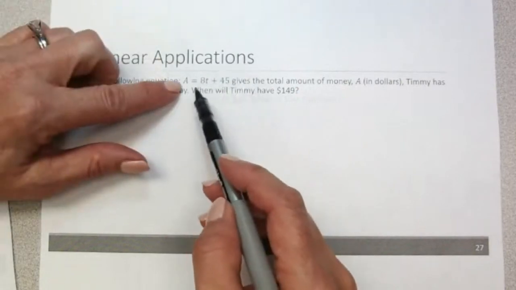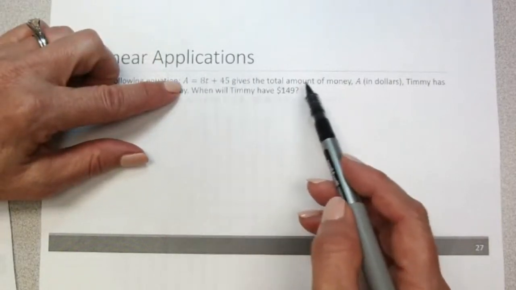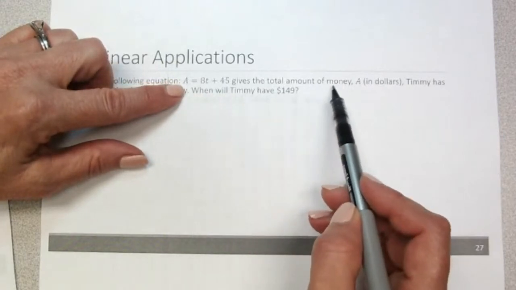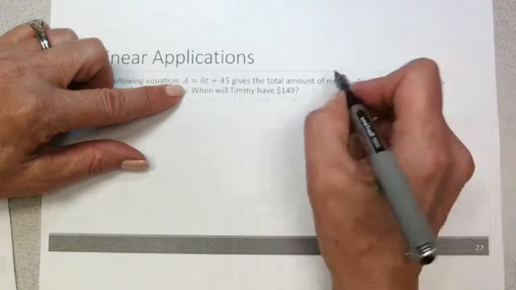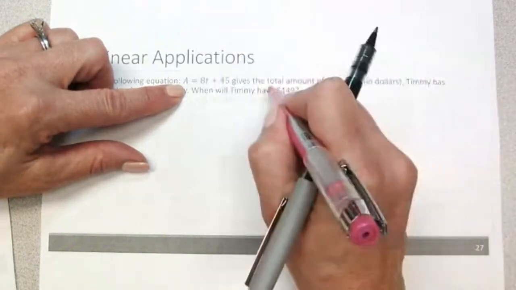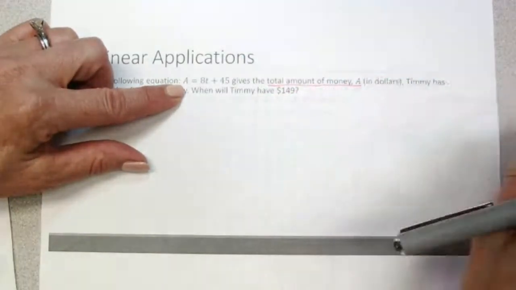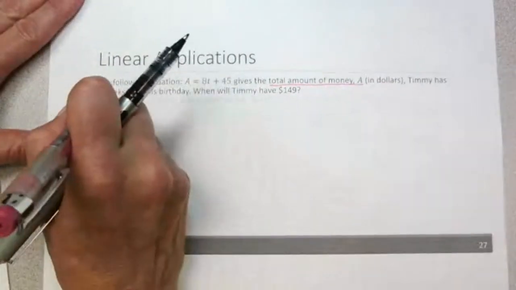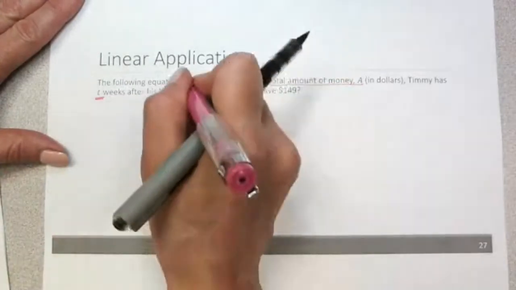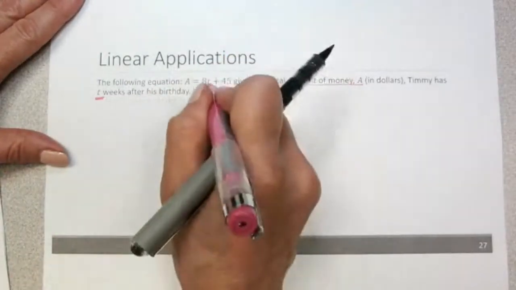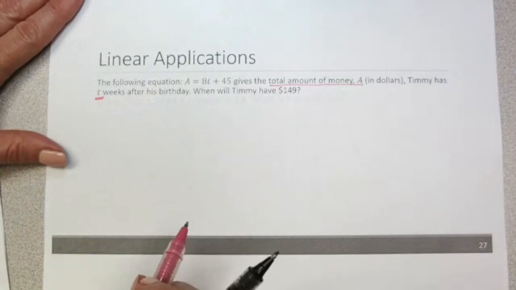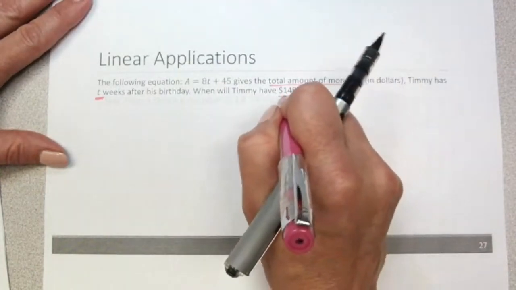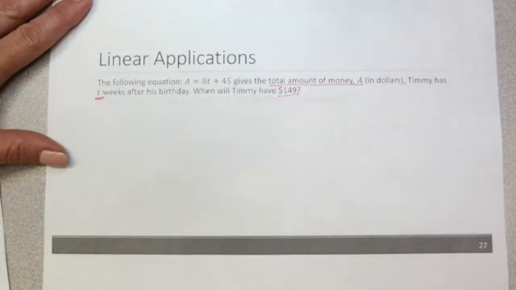The equation is given as A equals 8t plus 45, and it's explained that this equation gives the total amount of money in dollars that Timmy has t weeks after his birthday. So A here is the total amount of money, and t is how many weeks it is after his birthday. We need to find out when Timmy will have $149.